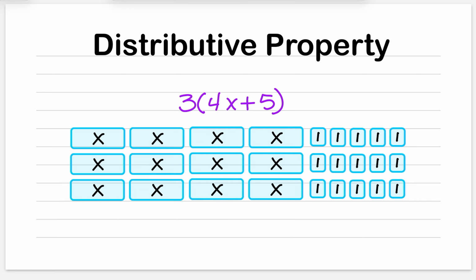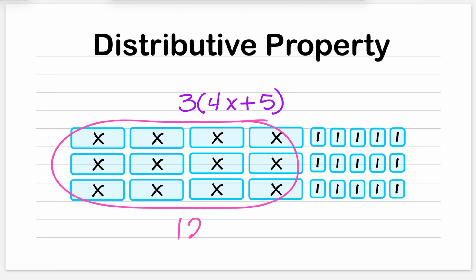We can see that there are 12 x's, so that gives us 12x, and there are 15 ones, so plus 15. When we take 3 and multiply it by the quantity 4x plus 5, we get 12x plus 15.